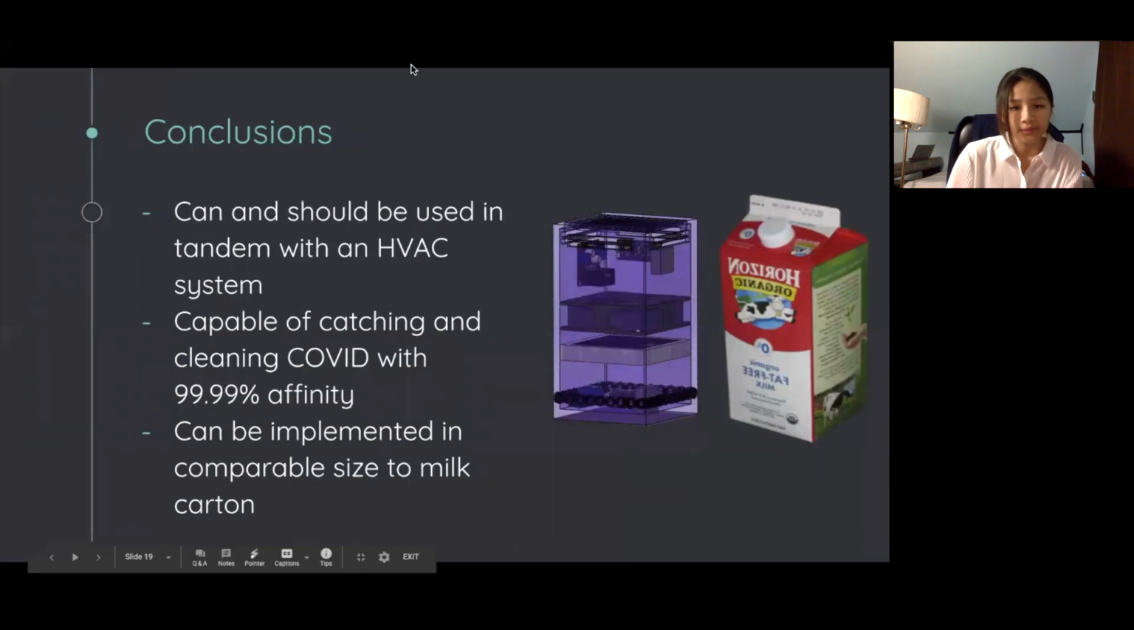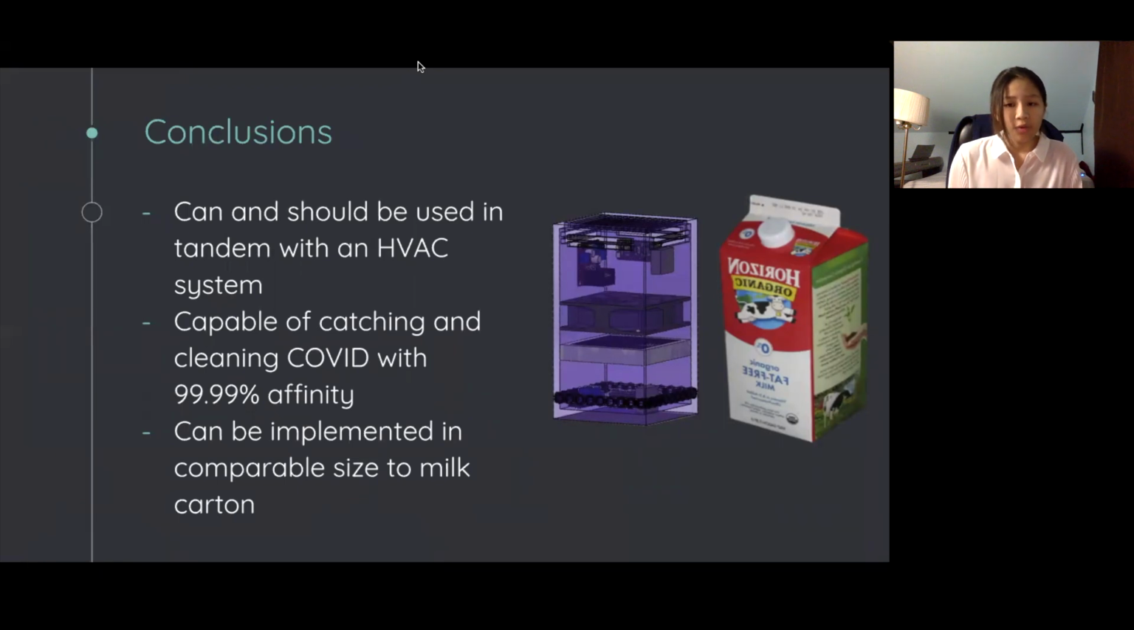Ultimately, this compact module can and should be used in conjunction with HVAC systems, and it would successfully catch and kill over 99.99% of COVID-19 viruses.